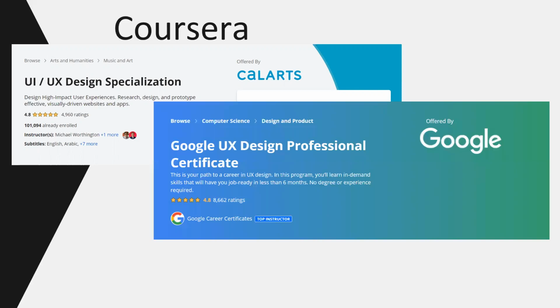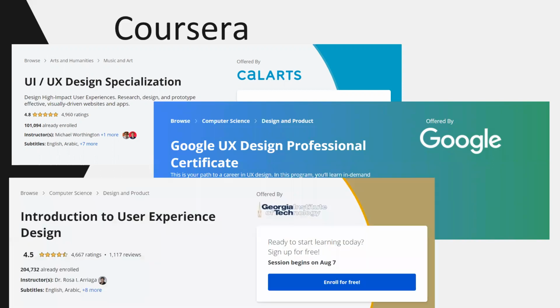I've also heard a lot of good things about the Google UX Design Professional Certificate, but I haven't personally done it. A lot of people have done it and given it high ratings, so I feel like it's as good as any. And the last one on the list is Introduction to User Experience Design by Georgia Tech. This is just a course, not a full specialization, so you can very easily get through it, and it's not very long, just to understand if user experience is something that you want to get into.